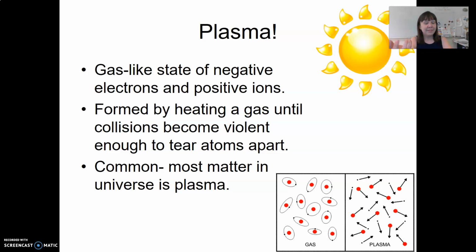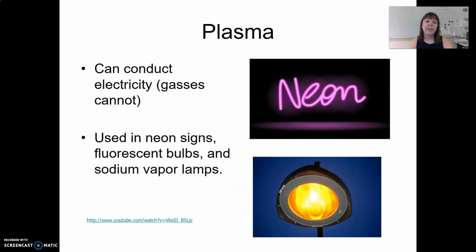So even though it sounds strange and it's nothing you've ever held in your hand, it's actually very common. Most of the matter in our universe is plasma. It's ionized particles that are out there. And if you look at the fluorescent lights above you, fluorescent lights work off of this concept. You've got a gas in a tube. When the electricity turns on, the electricity makes that gas so energetic, it ionizes and starts giving off energy in the form of light. So plasma can conduct electricity, gases cannot.